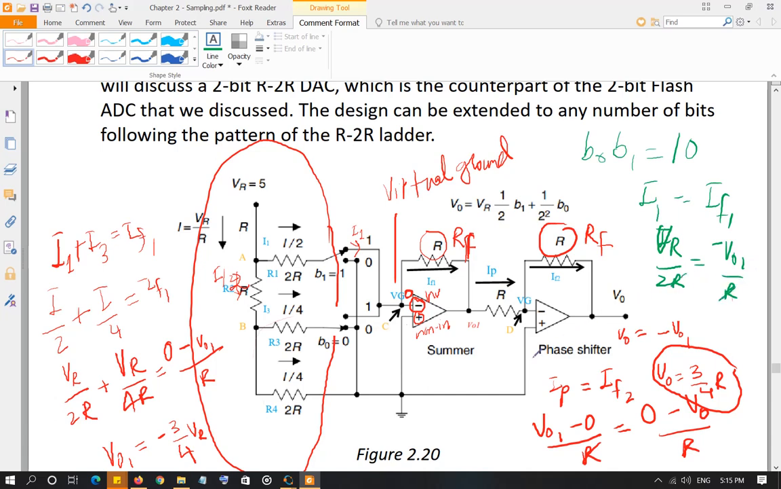R cancel. So Vout1 will be equal to negative VR over 2. And of course, the phase shifter is going to invert that phase, and Vout will be equal to VR over 2, half of VR. So input bits 1, 0 is going to produce half of VR. VR is 5, so 2.5 volt, right? And similarly, bits 0 and 1, B1 is 0, B naught is 1, is going to produce 1.25 volt, and bits 0 and 0 is going to produce 0 volt.